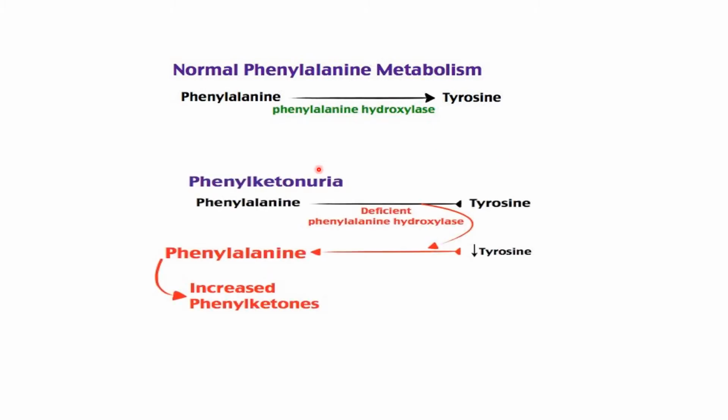In the absence of the enzyme, phenylalanine hydroxylase is absent, deficient, phenylalanine will not convert to tyrosine. It will not convert into tyrosine. It will accumulate in the body. The increase in phenylketones leads towards different types of problems. So, in simple terms, when the enzyme phenylalanine hydroxylase is deficient, it will not convert the phenylalanine to tyrosine. The condition leads towards phenylketonuria.